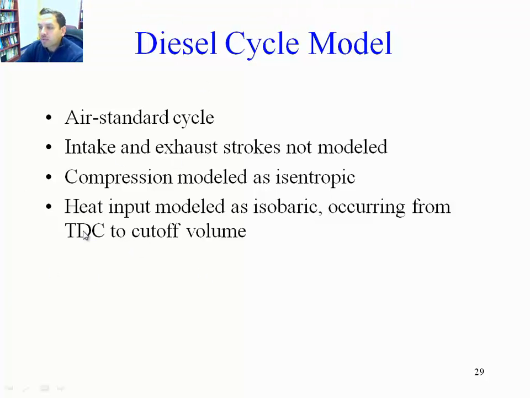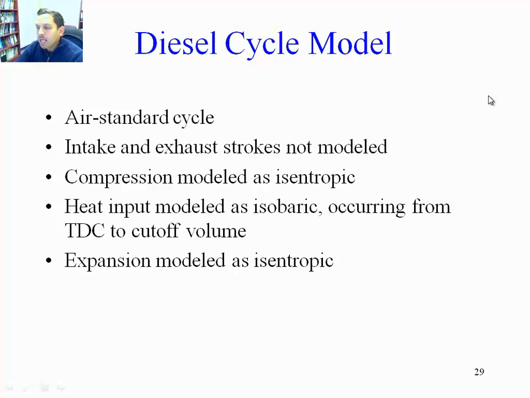And it occurs from the top dead center to a cutoff volume. Not all the way down, but through an intermediate volume between the top dead center and the bottom dead center. The expansion is modeled as isentropic, the same way it is done in the Otto cycle. But notice that in this case, both the heat addition process, the combustion process, and the expansion process are positive work type of processes. In both cases, the air is expanding, the piston is going down.